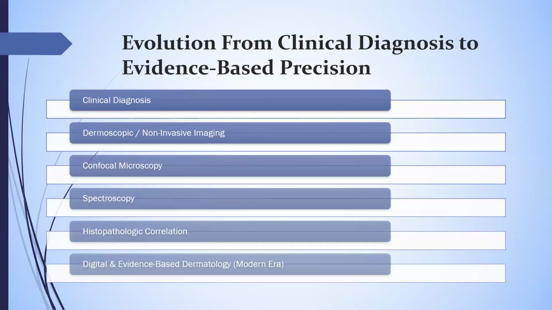For us dermatologists, we always joke, if you're not able to diagnose at the first shot in a few seconds, then you really don't know the diagnosis and you've got to work on it. Apart from clinical examination, we then started having dermoscopy, which is a non invasive imaging, a very small clinical equipment that we have. And then came the confocal microscopy, then the Raman spectroscopy, then the histopathological correlation, which I told you, taking a skin biopsy, and now it is going to evolve into digital and evidence based dermatology.